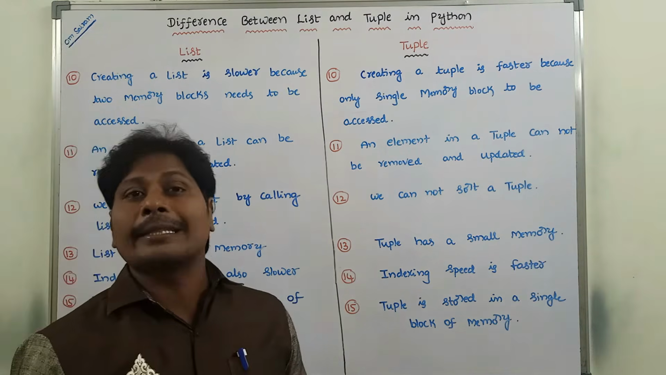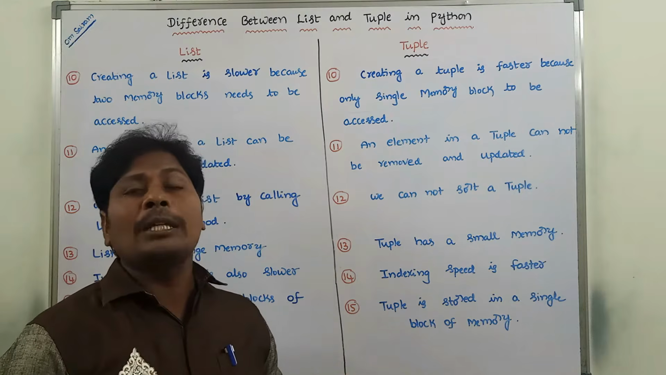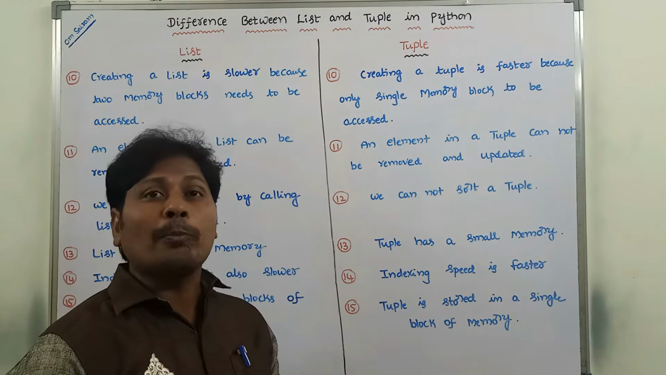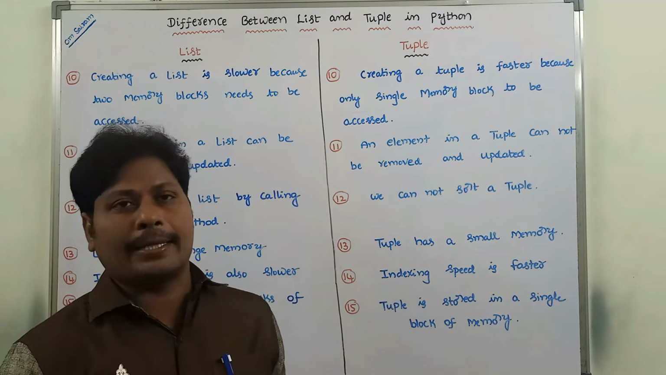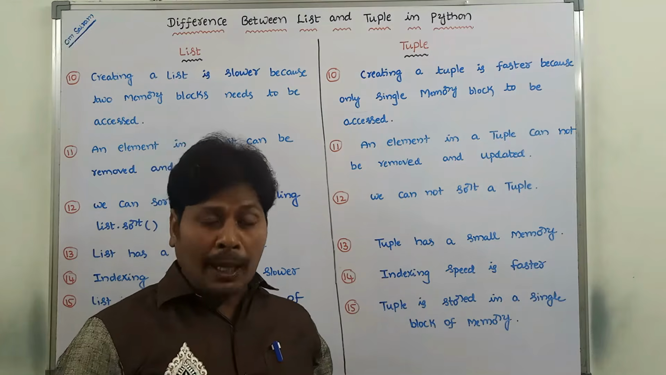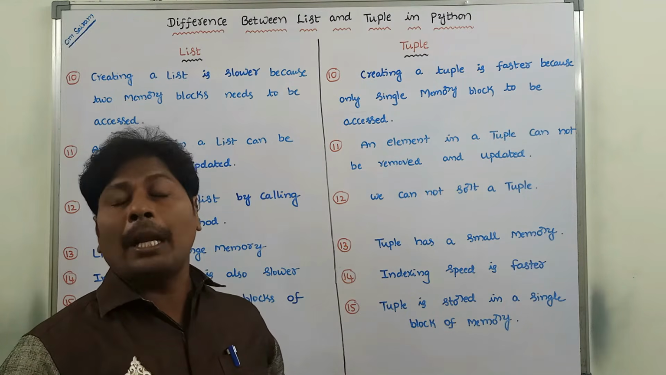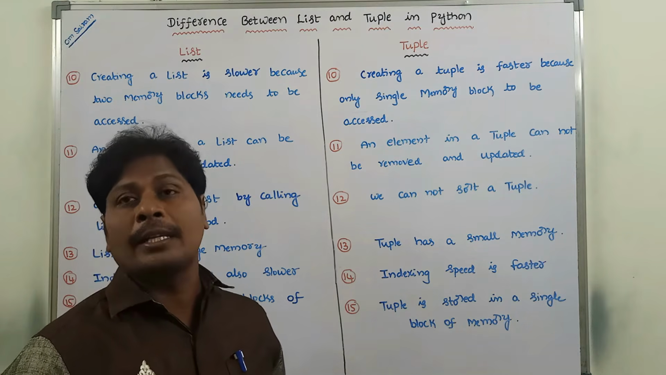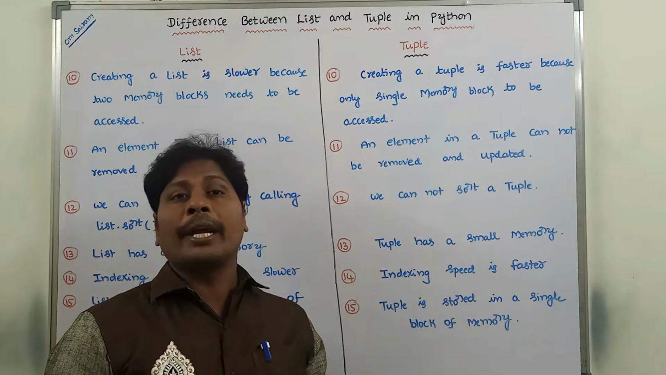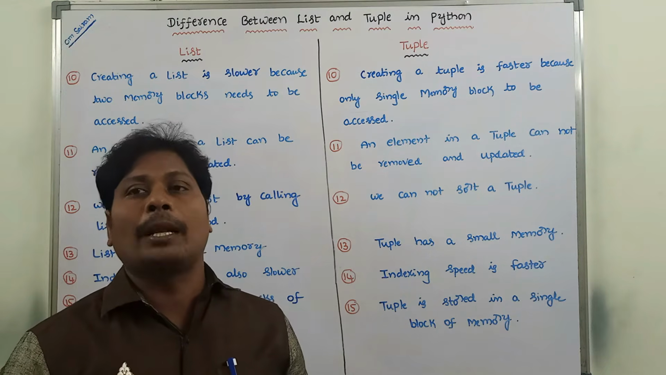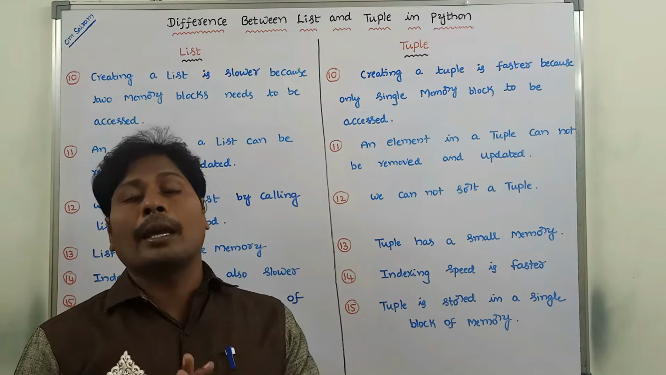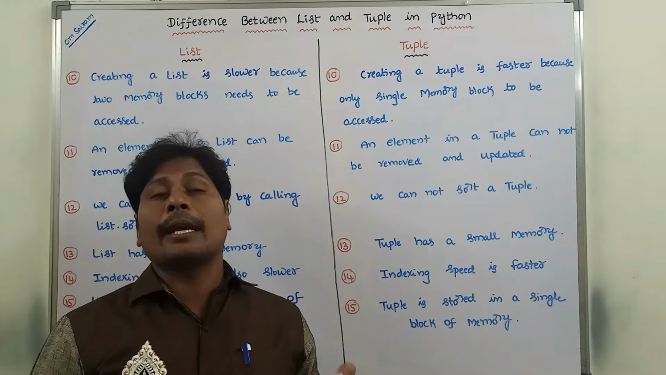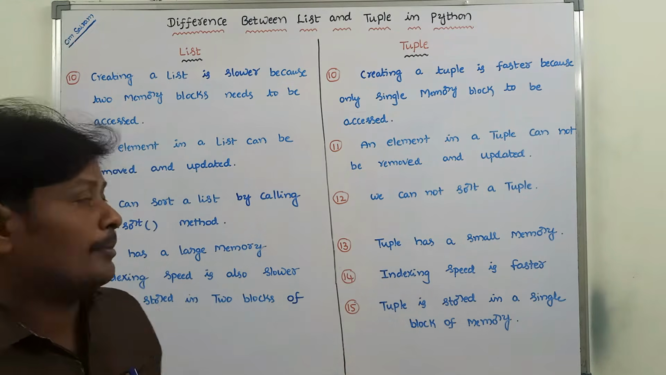Next one. An element in a list can be removed and updated. Once a list is created, it is possible to remove an element from a list. It is possible to update an element in a list. Whereas in the case of tuple, once a tuple is created, it is not possible to remove one element. It is not possible to update one element in a tuple because tuple is immutable in nature, whereas list is mutable in nature.